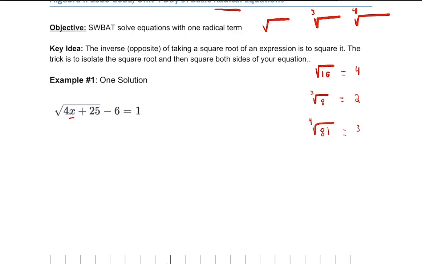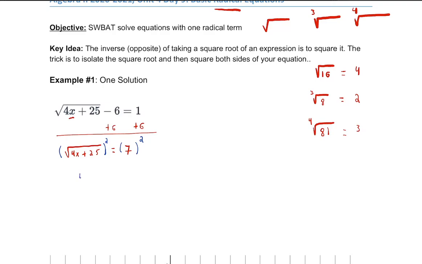And if you only have one radical term, so just that square root of 4x plus 25, the idea is you isolate the radical, so you get the radical by itself. That leaves us with the square root of 4x plus 25, which is equal to 7. And the inverse operation here, just like adding 6 was the opposite of subtracting 6, we are going to square both sides. And you are allowed to do that because you're doing the same thing to both sides of the equation, so it's not going to change the result.